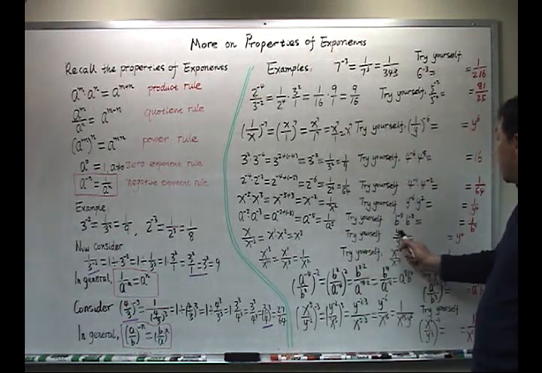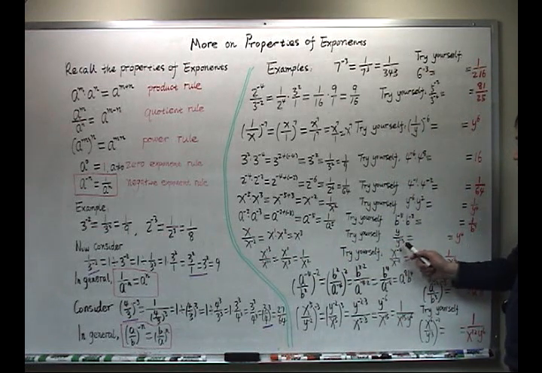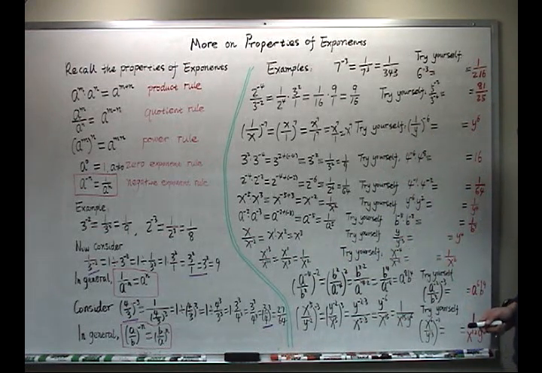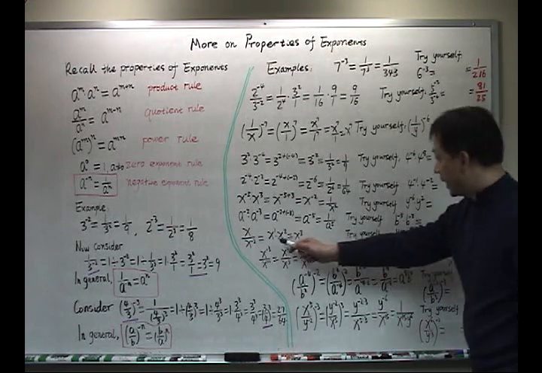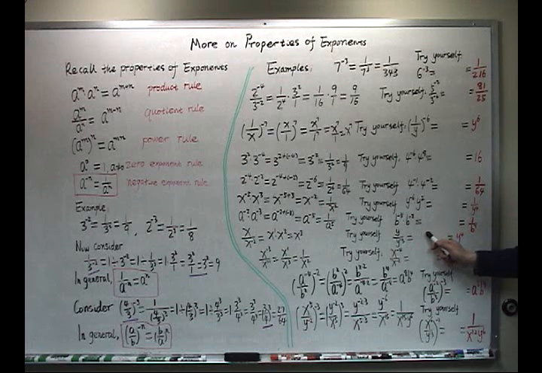Try this one yourself. It is y over y to the -3. In a similar way, you will have y times y cubed, which is y to the 4th.